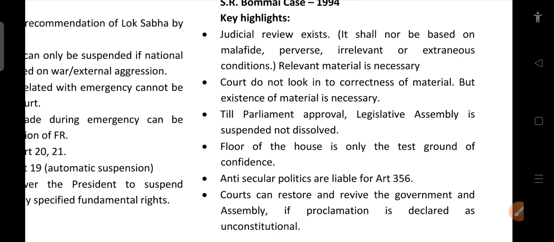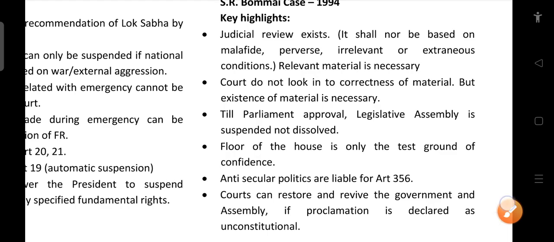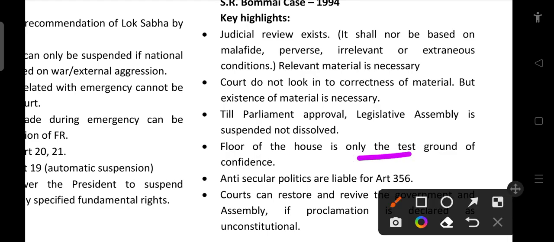Till Parliament approval, the Legislative Assembly is suspended, not dissolved. So, they say under President's rule, the Assembly is only suspended, but it is not dissolved. Floor of the House is only the test ground of confidence. So, floor of the House is only the test ground.